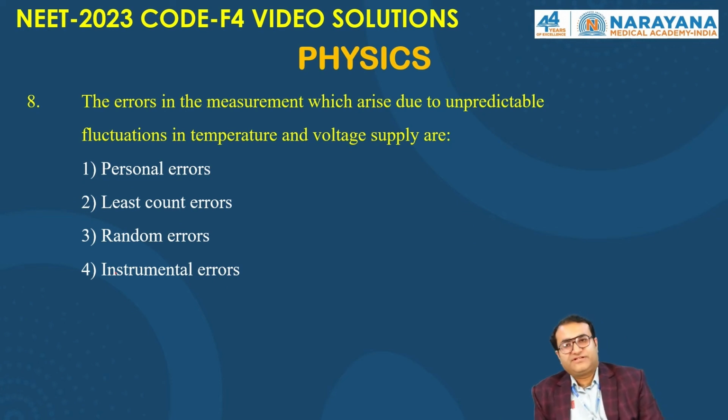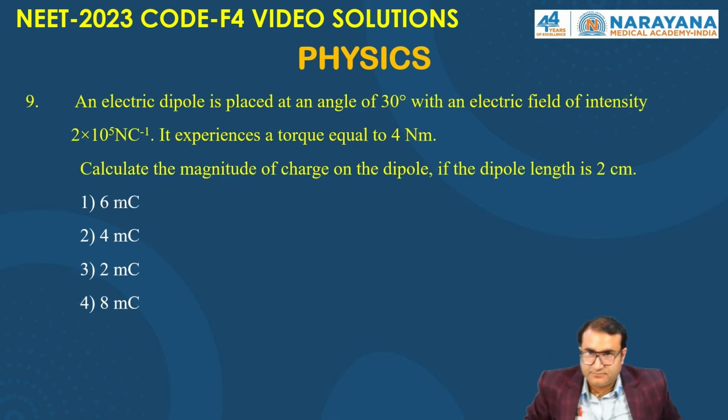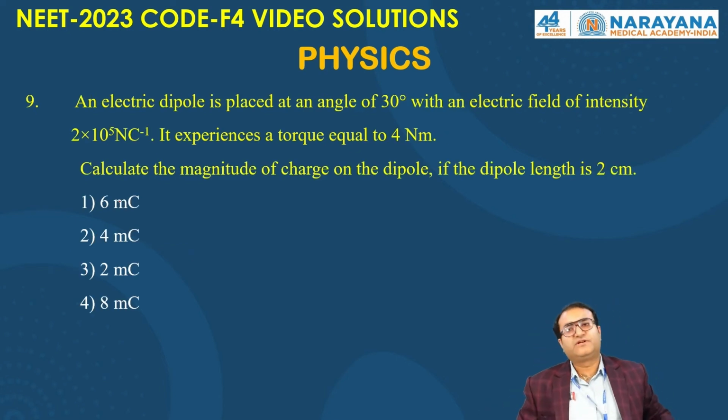Now, question number 8. The errors in measurement which arise due to unpredictable fluctuations in temperature and voltage supply are random errors, which occur randomly. Sudden fluctuation in temperature, sudden voltage change, sudden change in moisture. All these errors are random errors. So option 3 is correct for question number 8. Question number 9.